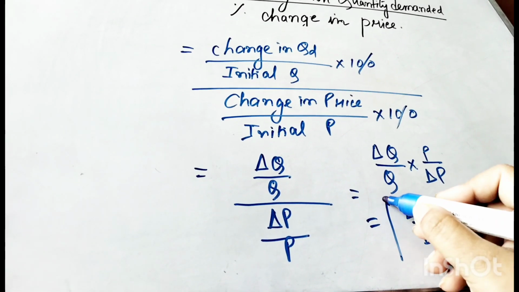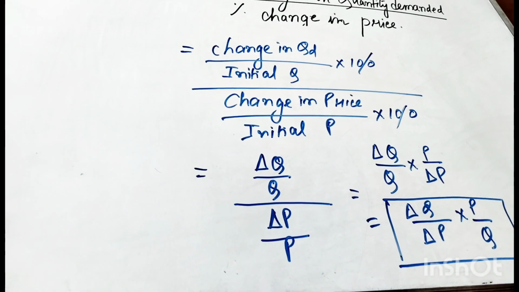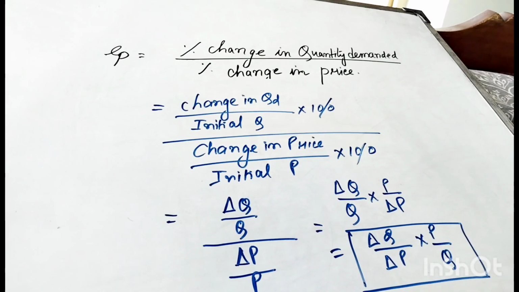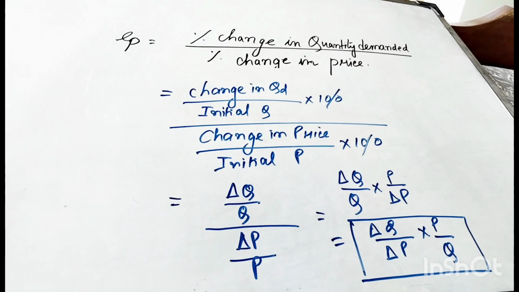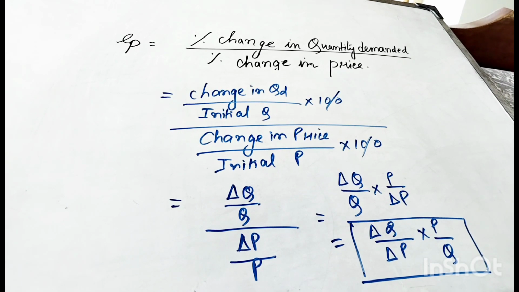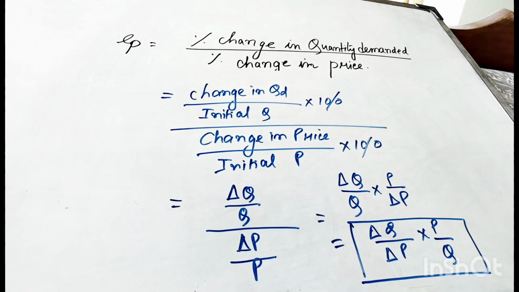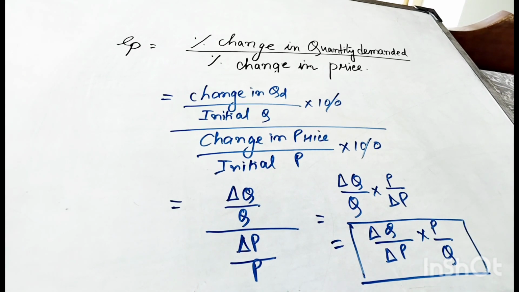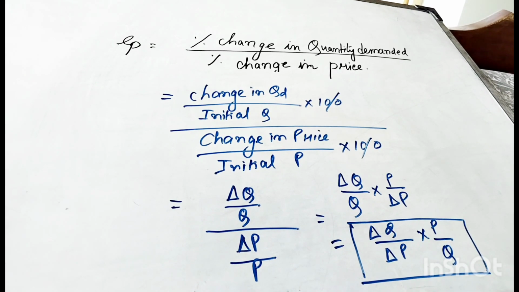Therefore this is the price elasticity of demand formula. That means the price elasticity of demand is del Q by del P into P by Q. So EP we can write as del Q by del P into P by Q.